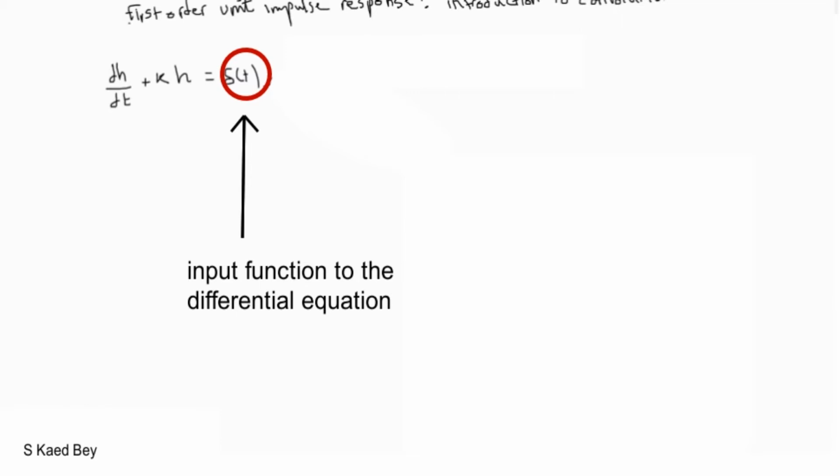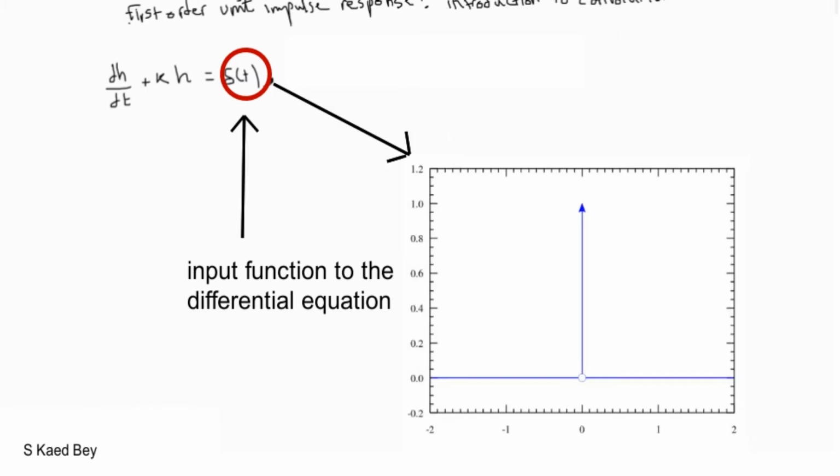This first order differential equation would model the liquid tank height at time equals 0 with an impulse function as an input, as shown on the right-hand side of the model. In mathematics, the impulse function is called the Dirac delta function, and this is the generalized function or distribution introduced by the physicist Paul Dirac.